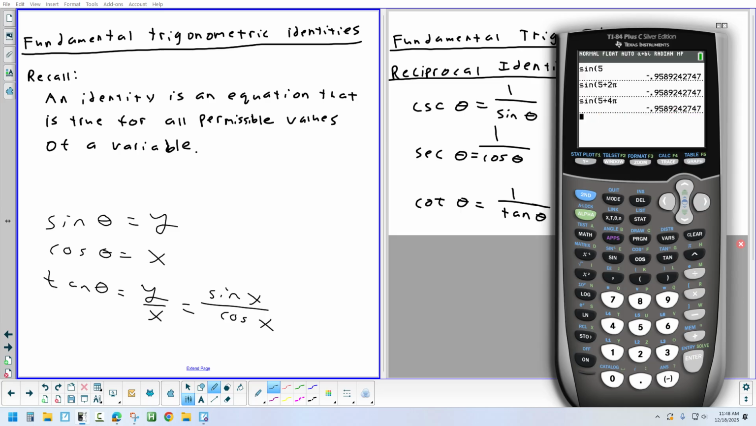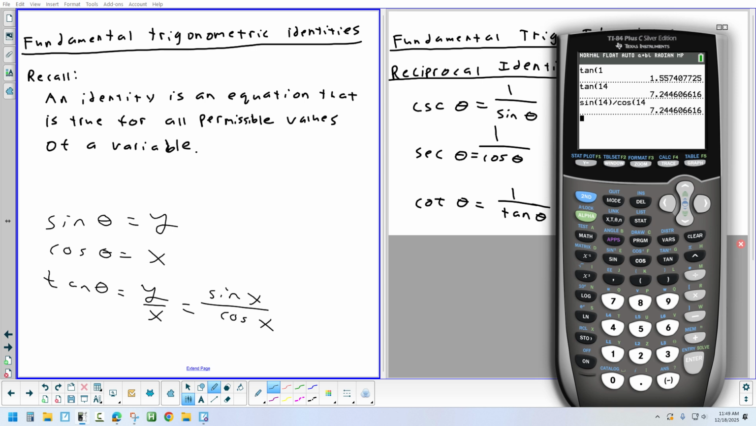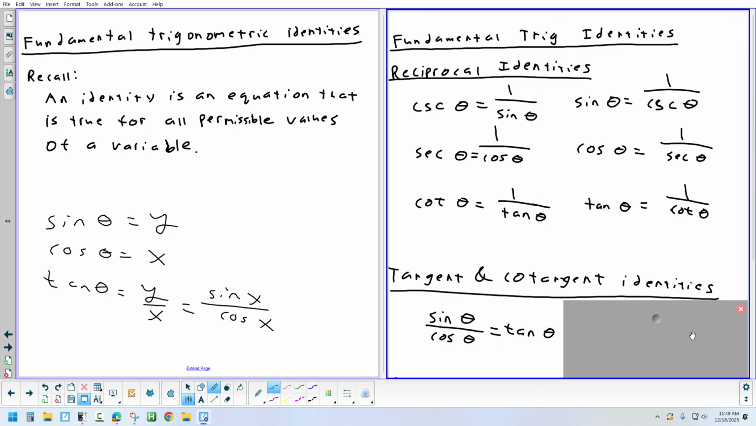I can easily show you with a number. If I just take the tangent of 14, or whatever, that's exactly the same as taking the sine of 14 and dividing by the cosine of 14. Sine divided by cosine will always give you tangent. What do you think cosine divided by sine will give you? Cotangent. Yeah.